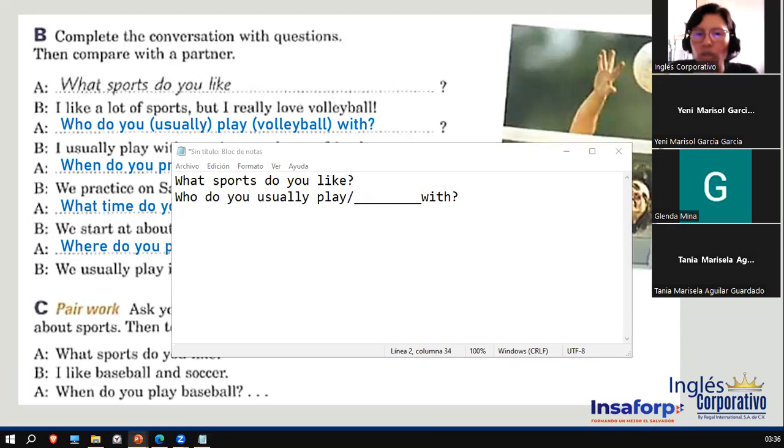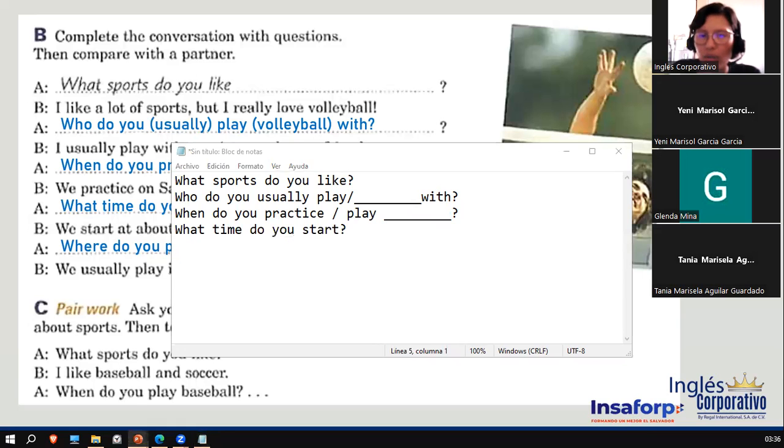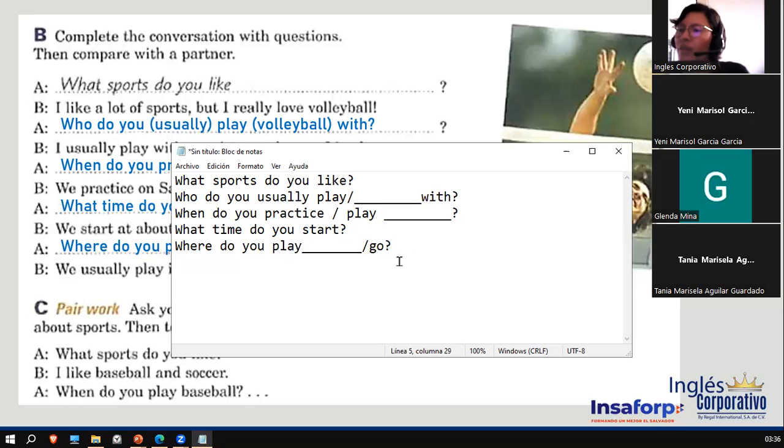Then the next question is, when do you practice? Or when do you play, ¿verdad? Ahí pues usted agrega el nombre del deporte, ¿verdad? When do you practice or when do you play soccer, por ejemplo, ¿verdad? What time do you start? ¿A qué horas comienzas esa práctica? And where do you play or where do you go, right? Ahí, where do you play, sea cual sea el deporte que la persona pues juega, ¿verdad? O where do you go? Ahí depende, ¿ok? Where do you go bike riding, por ejemplo, ¿verdad?